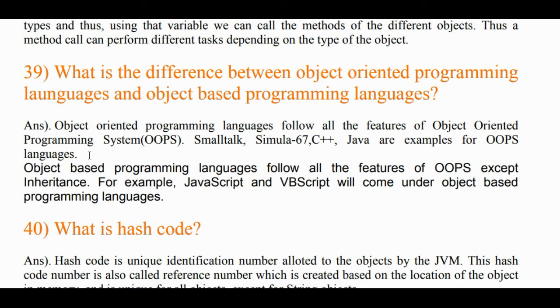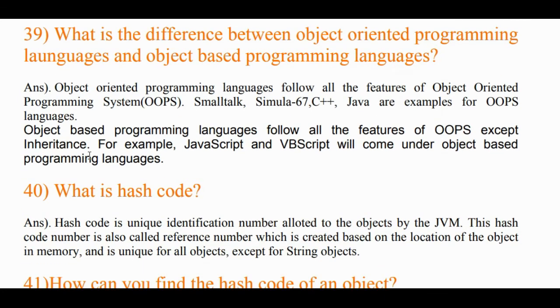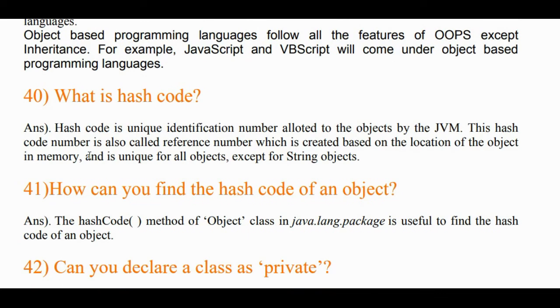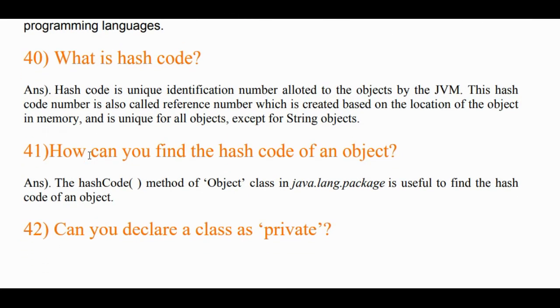What is hash code? Hash code is the unique identification number allotted to the objects by the JVM. This hash code number is also called reference number, which is created based on the location of the object in memory and is unique for all objects except for string objects. How can you find the hash code of an object? The hashCode() method of Object class in java.lang package is useful to find the hash code of an object.